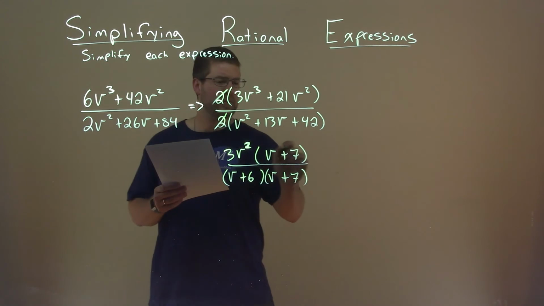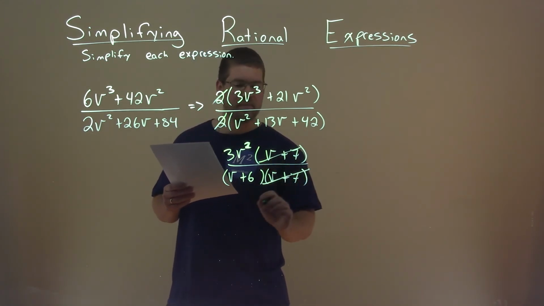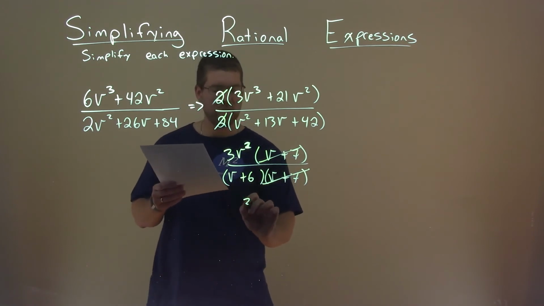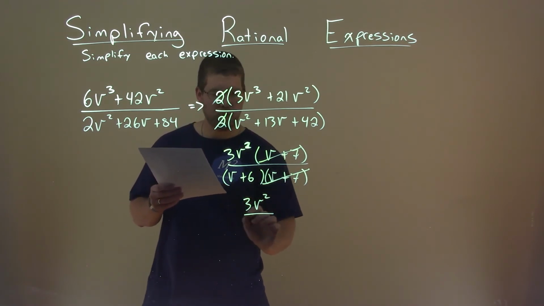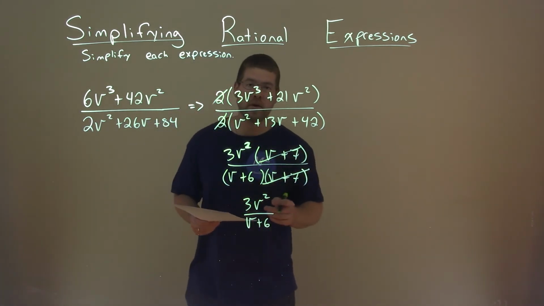Now we can see the v plus 7 and v plus 7 in the numerator and the denominator can cancel each other out, leaving us with a 3v squared in the numerator over v plus 6 in the denominator, and that is our final answer.